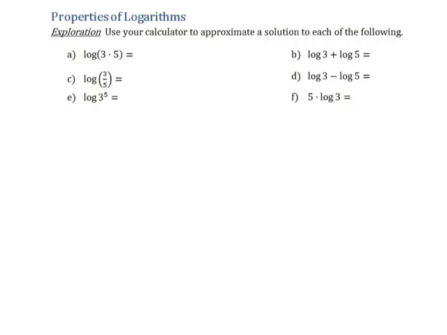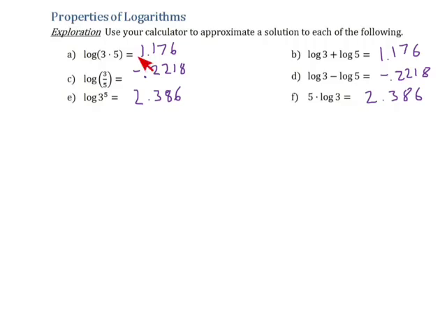Here we have a bunch of logarithms, and we just want to use our calculator to explore a little bit and see what you get here. So go ahead and pause the video for a moment, try these out, and see if you get the same answers that we end up with here. After some careful input in your calculator, you should get these numbers here, 1.176 and 1.176, negative 0.2218, and the same thing over here, 2.386 and 2.386.